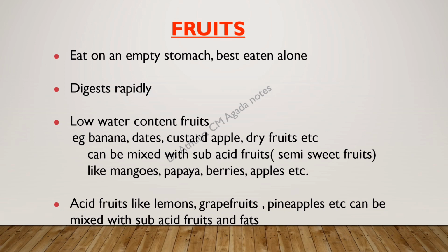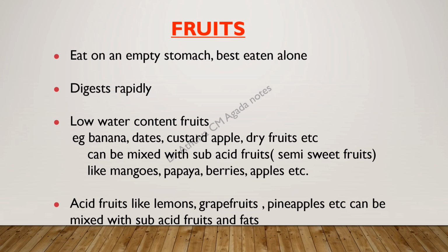Let's first look into the fruits. Fruits are eaten on an empty stomach, and it's best eaten alone, because they digest rapidly, and it may take half an hour to digest. But when we take many other things with these fruits, it causes indigestion of both the foods.